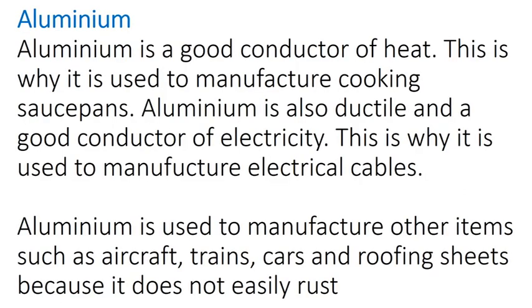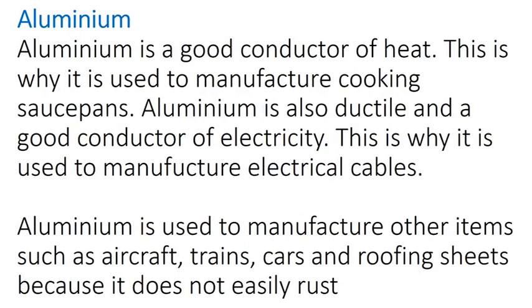The next metal I would like us to talk about is aluminium. Aluminium is a good conductor of heat. This is why it is used to manufacture cooking saucepans. Aluminium is also ductile. And what is ductility? We established that it is the property of a metal to be able to be stretched into thin lines without breaking. It's also a good conductor of electricity. This is why it is used to manufacture electrical cables.